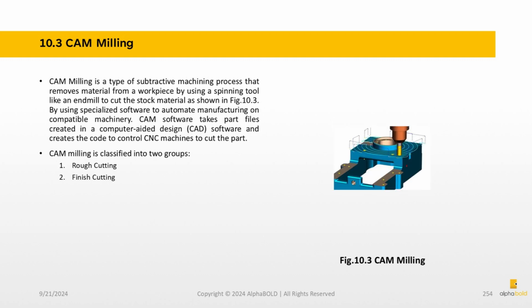Cam milling is a type of subtractive machining process that removes material from a workpiece by using a spinning tool like an end mill to cut the stock material, by using specialized software to automate manufacturing on compatible machinery. CAM software takes part files created in computer-aided design, CAD, software, and creates the code to control CNC machines to cut the part. CAM milling is classified into 2 groups: rough cutting, finish cutting.